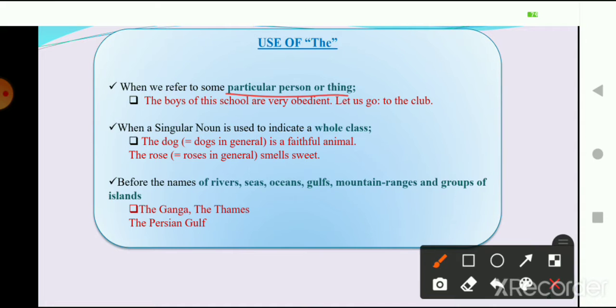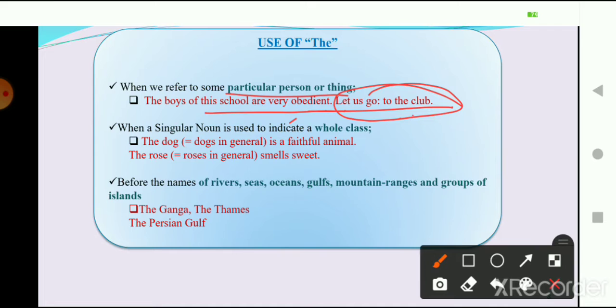Okay, let's see. Here is an example. The boys of this school are very obedient. Let us go to the club. These two are different sentences, students. The first sentence is: The boys of this school are very obedient.